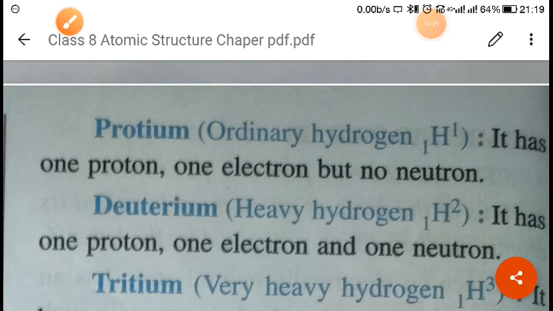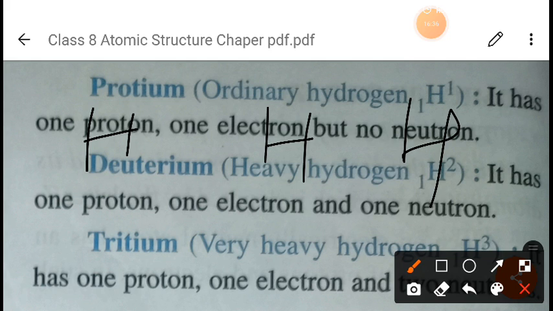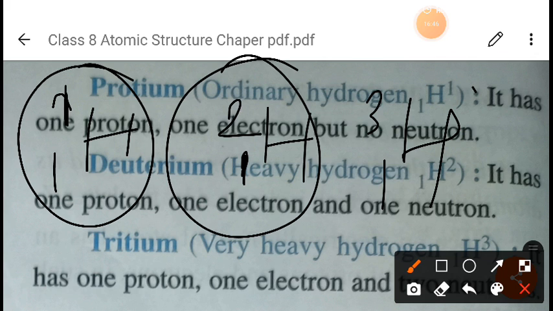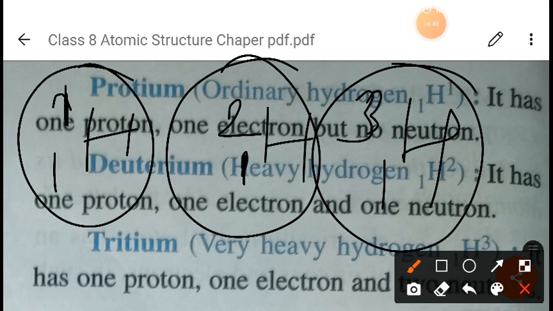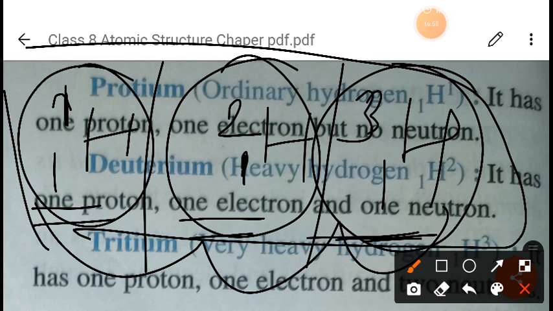As you can see, they have the same atomic number. It has been written like this: H and H, here 1 1, 1 2 and 1 3. So this is also a hydrogen, this is also a hydrogen, this is also a hydrogen, but they are isotopes of each other. This is called protium, this is called deuterium, and this is called tritium. As a whole these are all hydrogen, but these three are isotopes of each other. So I hope you have understood what isotopes are.